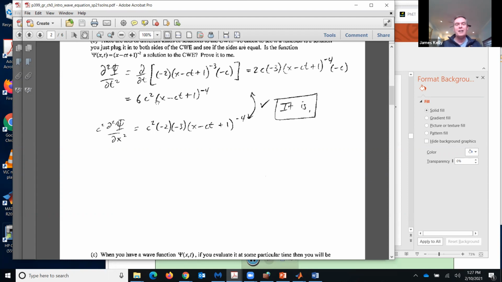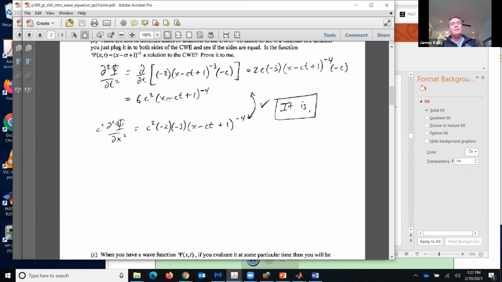When the dust settles, it's not complicated. You get this function right here. Similar thing being applied to the right-hand side. I get a c squared times the second derivative with respect to x of psi. And I have to do the same thing where the power rule comes into it. When the dust settles, you'll see that the right-hand side is the same as the left-hand side.